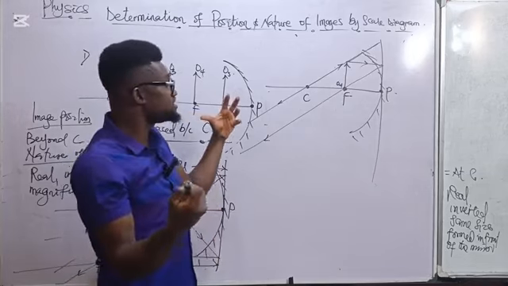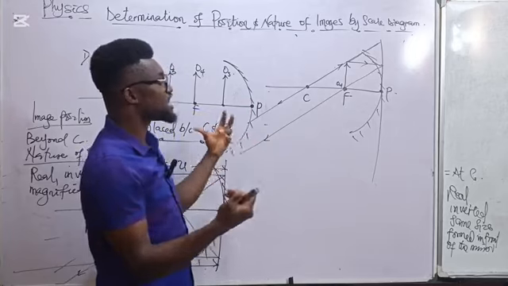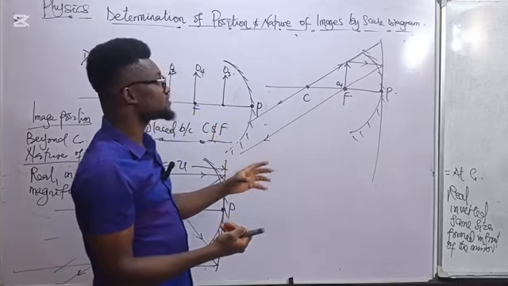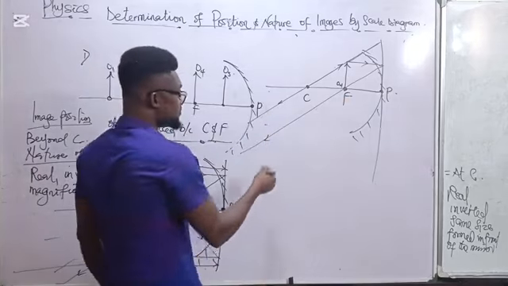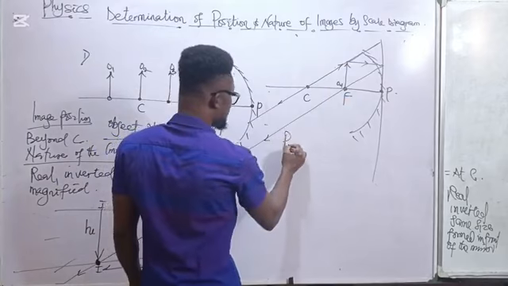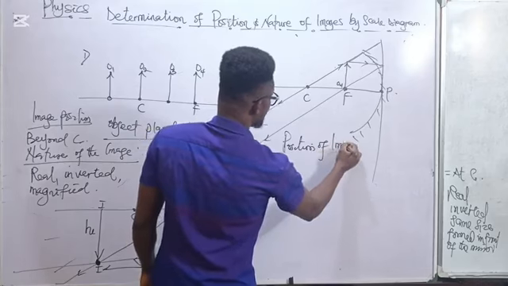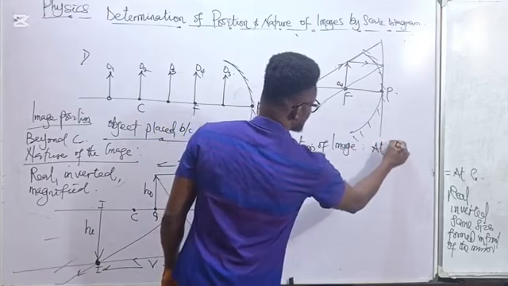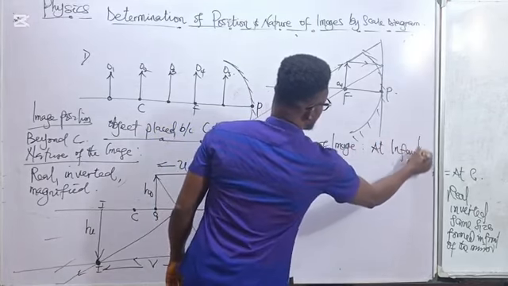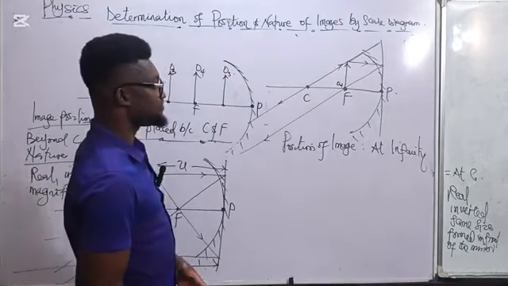So the two rays are not meeting. The reflected rays are not meeting. So in that case, we said the image is formed at infinity. So the position of the image, we said is what? It is formed at infinity. Because it cannot be determined. The position is formed at infinity.